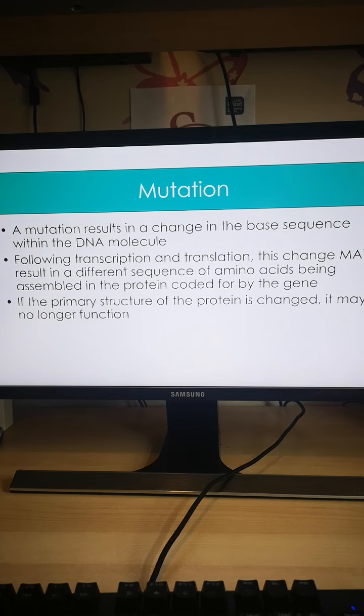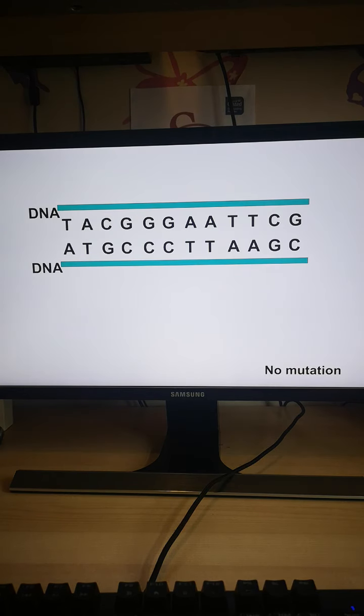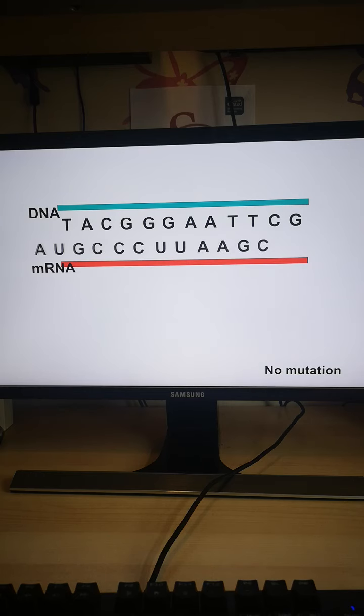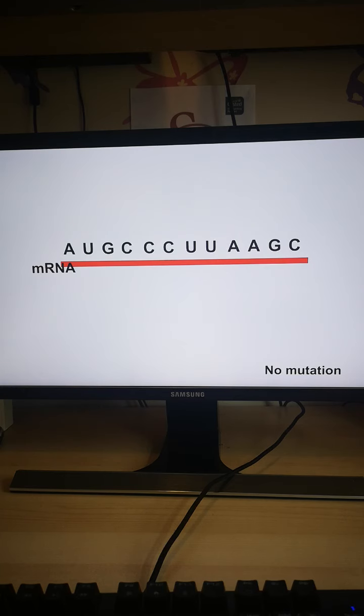Okay, so this is a section of DNA which is part of the coding information, the exon, of a protein, of a gene. And this is without any mutation. So we know this is the template strand. We use that to build our RNA. So this is our transcript. And then that is used in translation.